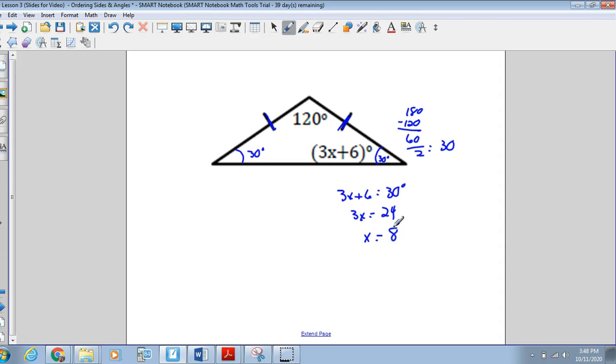And that is how we determine information about sides just based on knowing about angles, and information about angles just based on knowing about sides.